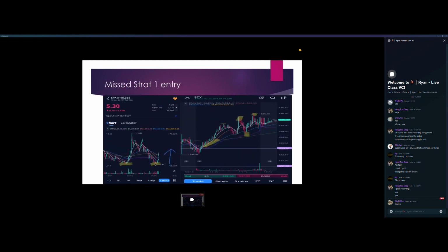But the lower day strat 1 is you enter off the lower day, but we didn't have the SPY correlation to enter. That's why it's a missed strat 1 entry. We had the entry on XPX. You could have played it. You would have made money, but it's not the right idea. You need to have both correlate. Does that make sense for strat 1?